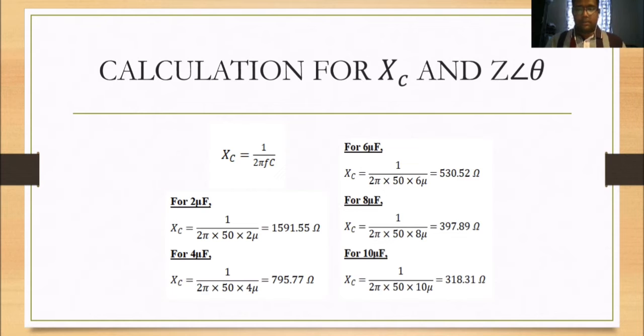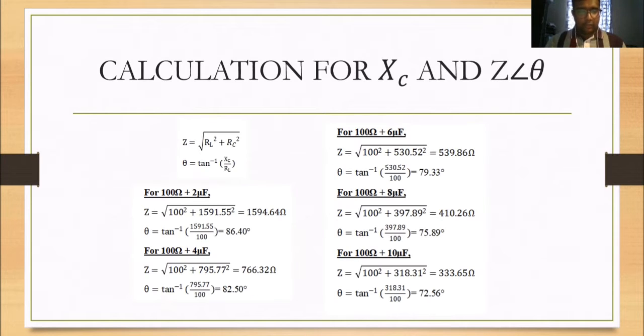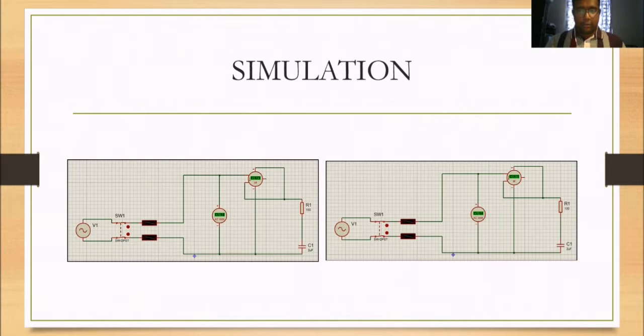Let me explain the calculation for XC and the impedance. This is the manual calculation that we did for this activity 3 experiment. This is for the XC and this is for the impedance. These are the values that we obtained from this manual calculation. So let's look into the simulation for activity 3.